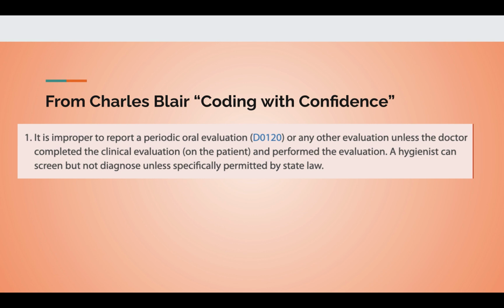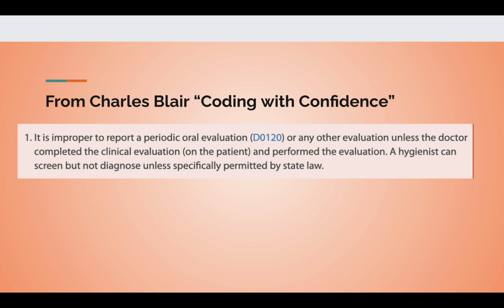So here, it's improper to report a periodic oral evaluation or any other evaluation unless the doctor completed the clinical evaluation on the patient and performed the evaluation. Now, evaluation here is somewhat ambiguous and amorphous of a term because it's not specifically saying that the doctor needs to go in and screen. So again, we're going to go over this in detail.